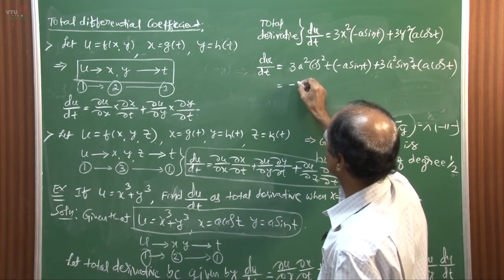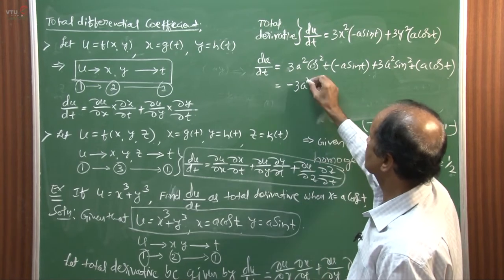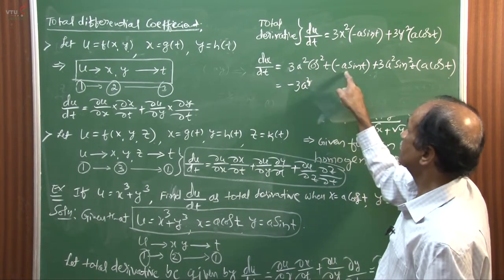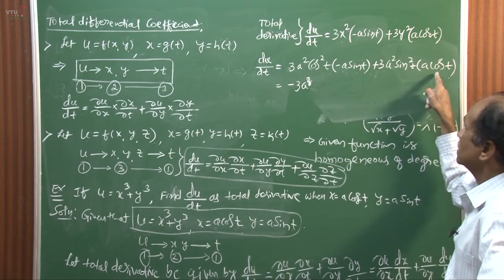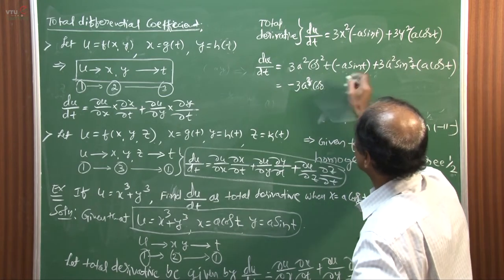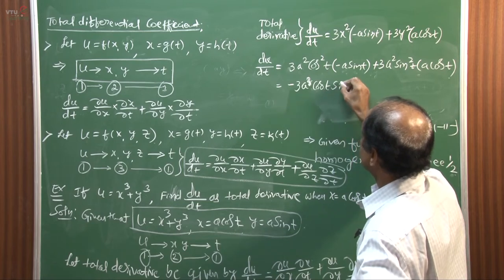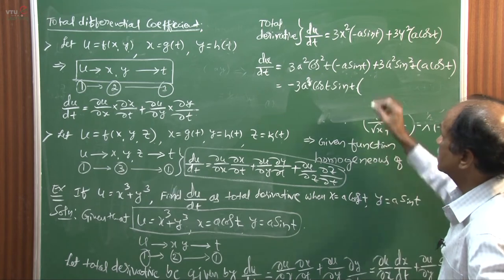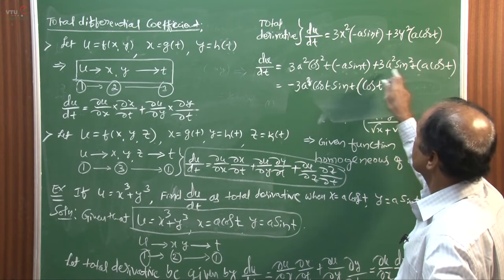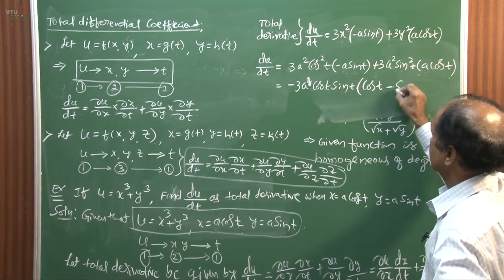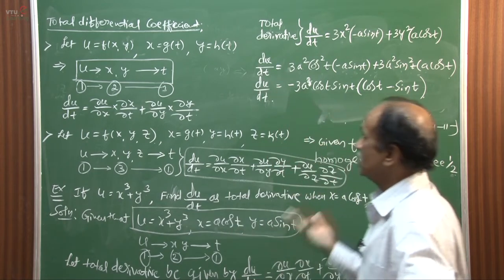This gives minus 3 a square. I can take it as common, 3 a square, that means 3 a cube. So one more a is there inside, a square into a, that becomes a cube. So 3 a cube I can take common, and cos square t sin t, here sin square t cos t. Product I will take outside, that is cos t sin t. Remaining terms are cos t with minus sign here and here plus sign, so minus of this is sin t. This is du by dt. It is only ordinary simplification.